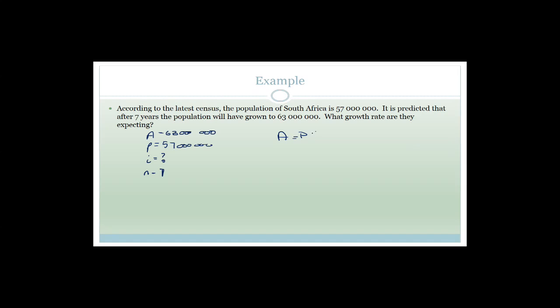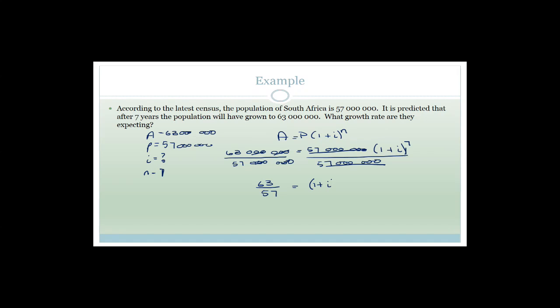So therefore, A is equal to P times 1 plus i to the power of n. Okay, so they want the interest rate. We're going to solve by first dividing. So we're going to go 63 million is equal to 57 million times 1 plus i to the power of 7. So again, what I'm going to do is divide both sides by 57 million. Let's just cancel all of that. So we've got 63 over 57, which is equal to 1 plus i to the 7.